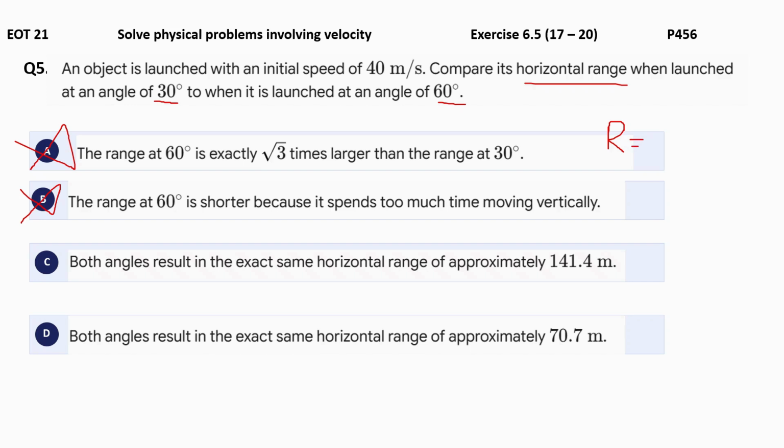R is equal to 40, which is your initial speed, sine, either you can try with 2 times 60 or 2 times 30. Anything is okay because both are going to be the same. So let me proceed with 2 times 30. Make sure your calculator is in which mode? Exactly, degree mode. Divided by 9.8. And it is 141.4 meter. That's the reason we fix option C.